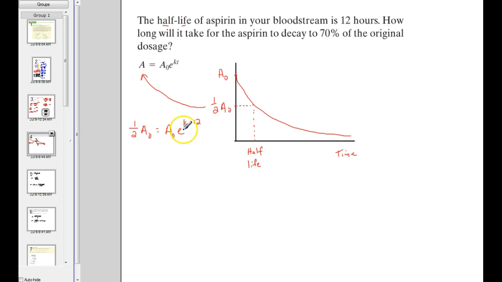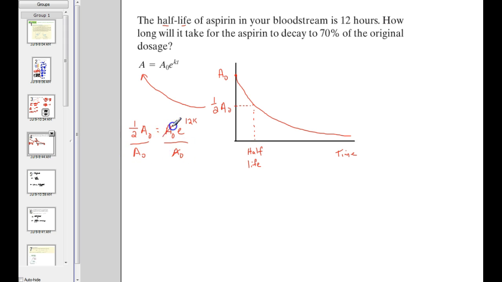K times t, so k times 12. Once again, like I did before, I'm going to write that as 12k instead of k times 12. So we plugged in half to get this 12 hours. It gets down to half of what it originally was. And now we literally go through it and solve for k like we did before. It's just this number that we're dividing by is an unknown value. It's the original amount, but we can divide it away because it's the same thing on the other side.